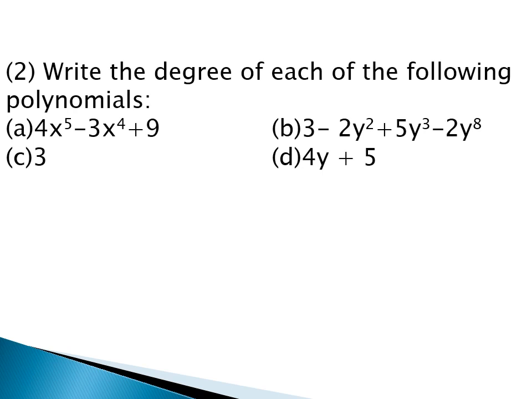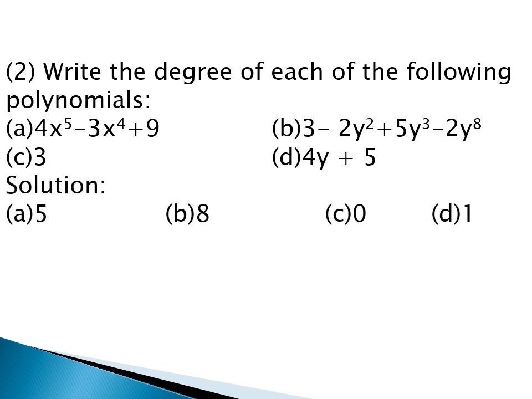Now write the degree of each of the following polynomials. 4x cube minus 3x raised to 4 plus 9. What is the highest power here? The highest power is 5, so the degree is 5. Second example, 3 minus 2y square plus 5y cube minus 2y raised to 8. Which is the highest power now? For y it is 8, so the degree is 8. Now 3. 3 means 3x raised to 0. What is the degree? 0. Now 4y plus 1. What is the highest power of y? 1 only, so the degree is also 1.